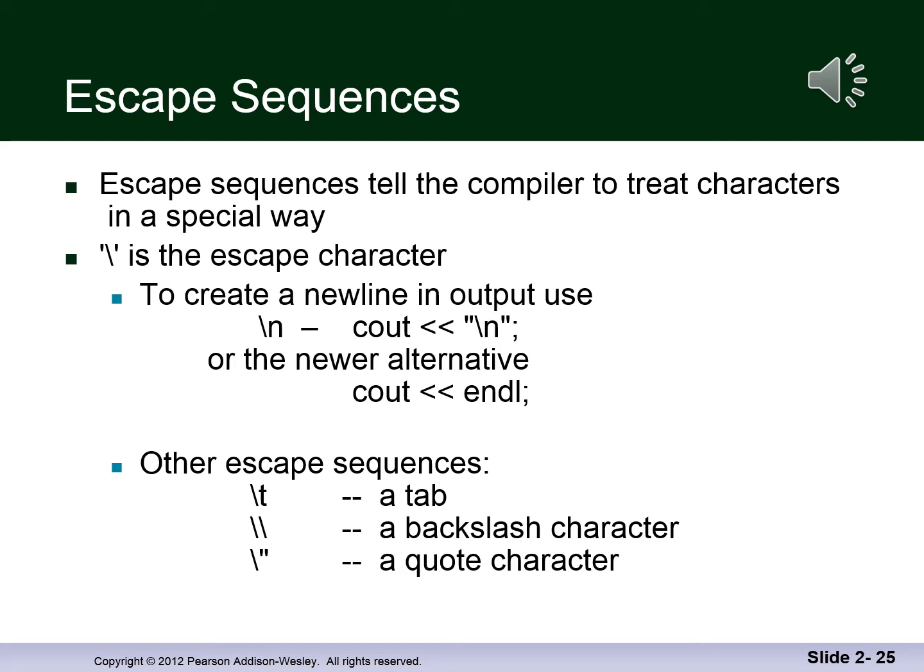Or there is a newer alternative to create a new line, and that is cout, insertion operator, endl. I use both. Other escape sequences, if you want to put a tab, escape t. If you want to output a backslash character, you have to escape and then backslash, or a quote character to be output literally. You put an escape and then the quote, because they have special meaning by themselves.